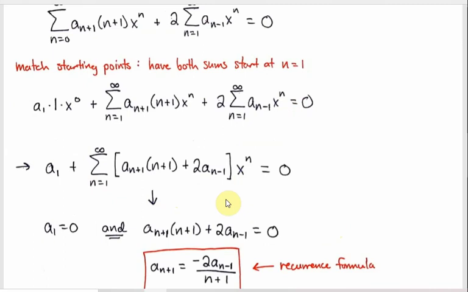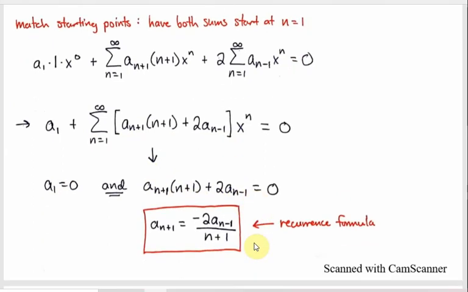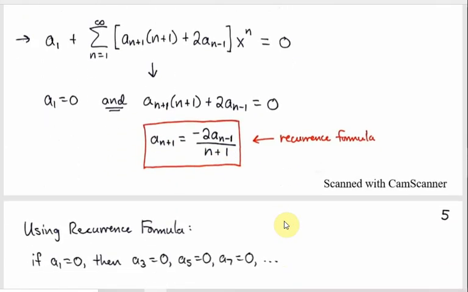Well then, if this whole thing's got to be 0, then a1 has to be 0. And this coefficient's got to be 0, so a sub n plus 1 times n plus 1 plus 2 times a sub n minus 1 also got to be 0. But then this will give us the recurrence formula, so solve for the higher index again, so you want to solve for the a sub n plus 1, so that's what I did there. You end up here.